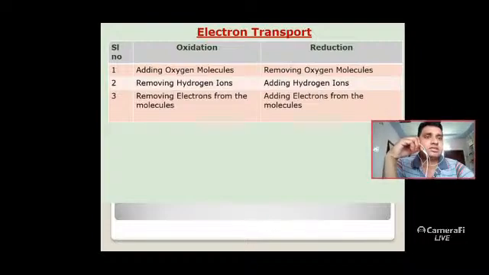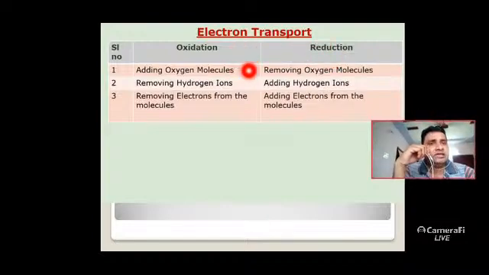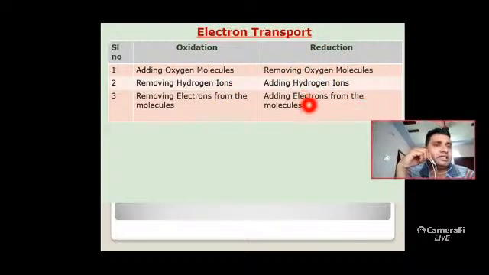clarification regarding oxidation and reduction. So what is called oxidation and reduction? Oxidation is nothing but adding oxygen to anything, that is called oxidation. Reduction means oxygen is removed. This is the major difference between oxidation and reduction: adding oxygen, removing oxygen. Except this one, removing hydrogen ions or removing electrons from the molecules, you can see in oxidation. In reduction, adding hydrogen ions, adding electrons to the molecules, this is called reduction.